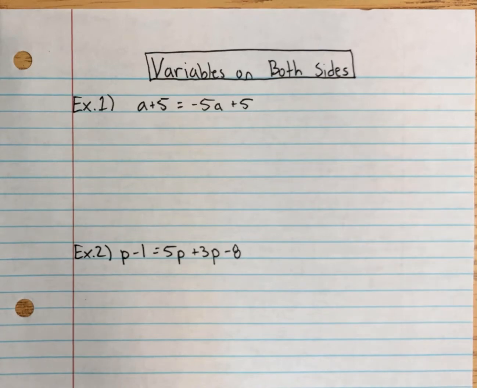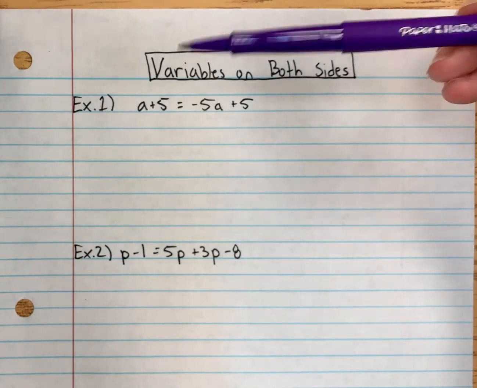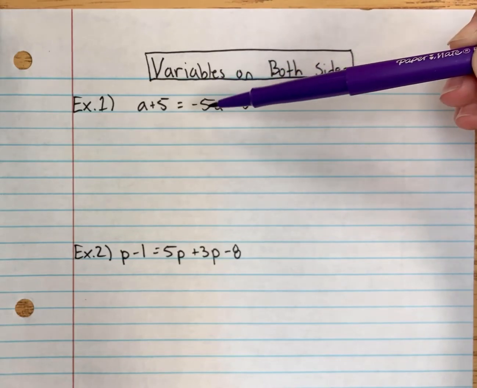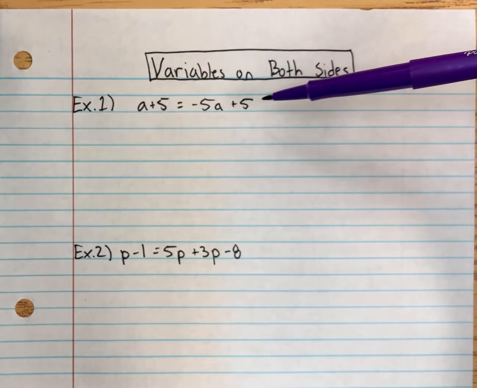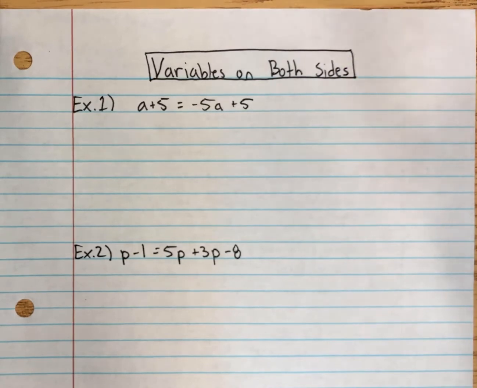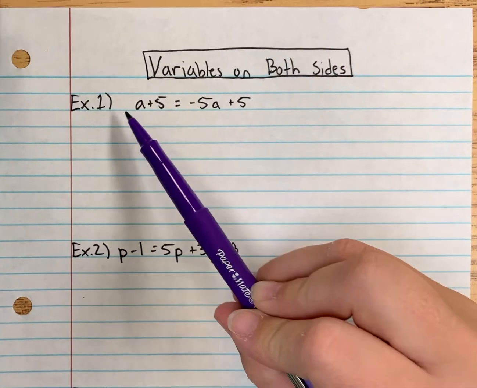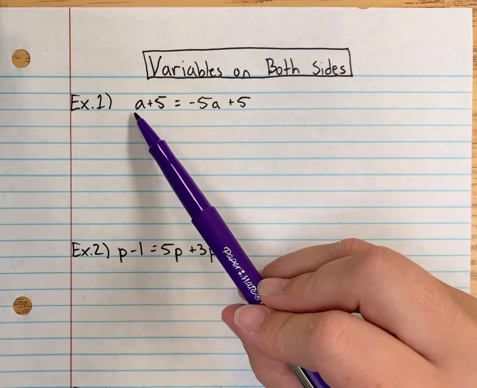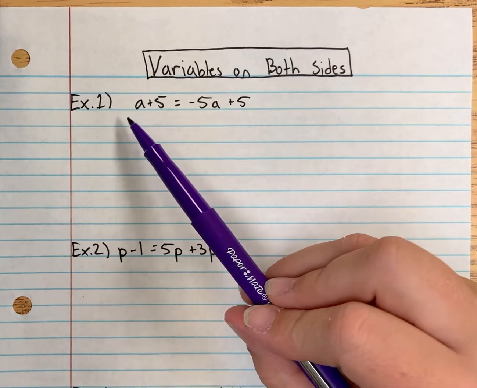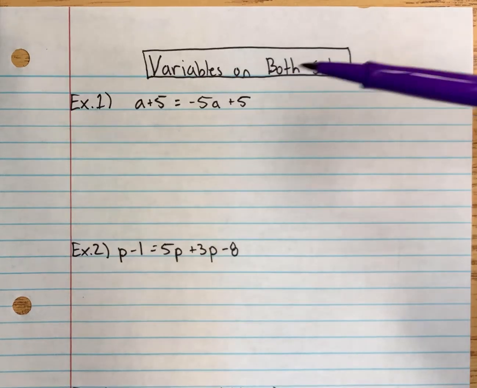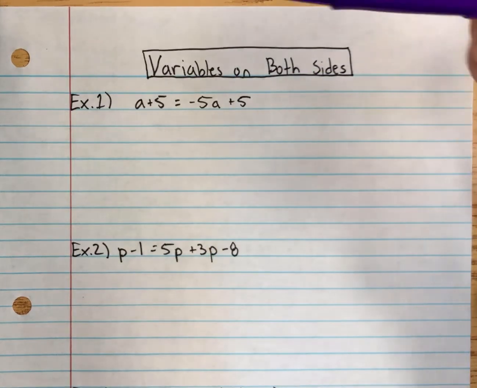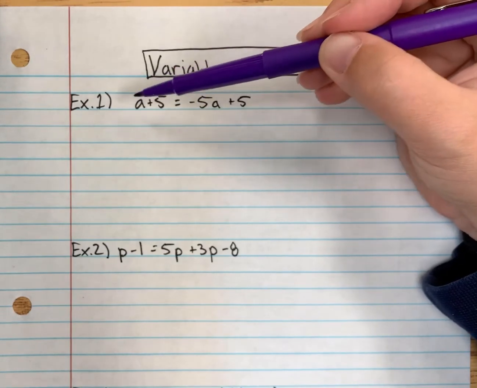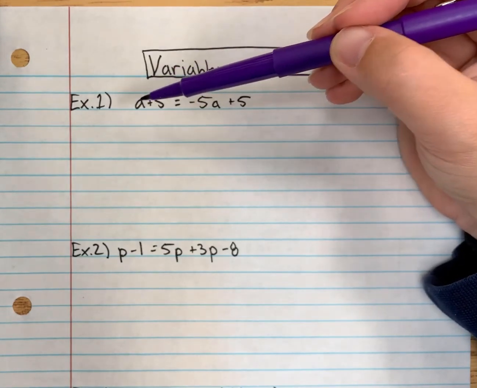So if we look at the first example, I'll show you what I mean. We've got a plus 5 equals negative 5a plus 5. Okay, so what I would do in this situation is look at what number is in front of your variable. Here is a negative 5. Over here, if there's nothing there, remember it's like a 1. Well, negative 5 is smaller than 1. So I'm going to take this negative 5a, and I want to get it to the other side of the equation so I combine my like terms.